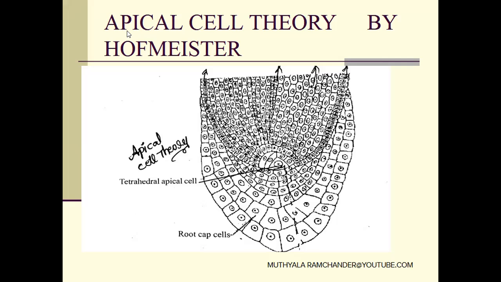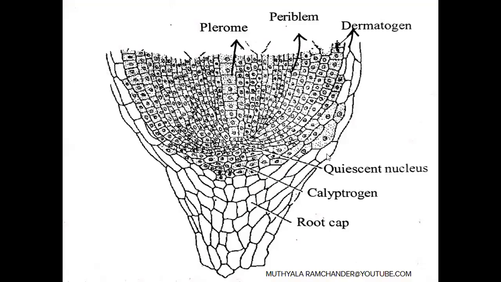The first theory is the apical cell theory by Hofmeister. According to Hofmeister, on the terminal part of the root, one single pyramid cell is present. The single pyramid cell is called the tetrahedral apical cell. It contains four faces. The four faces participate in periclinal division. They develop into four types of tissues, called dermatogen, periblem, plerome, and calyptrogen. Calyptrogen develops into the root cap.